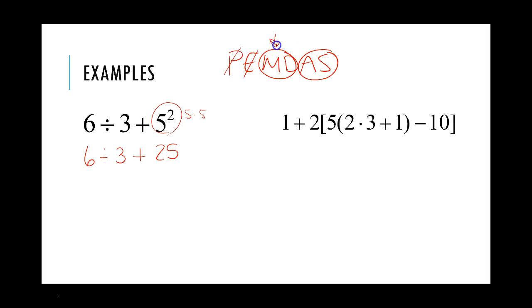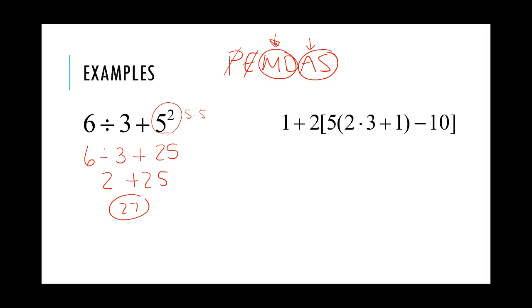Now I'm right here at MD. So do I have multiplication or division? Yes, I do. I actually just have division. So I do 6 divided by 3 and get 2. And then I can do the very last step of addition and get 27.